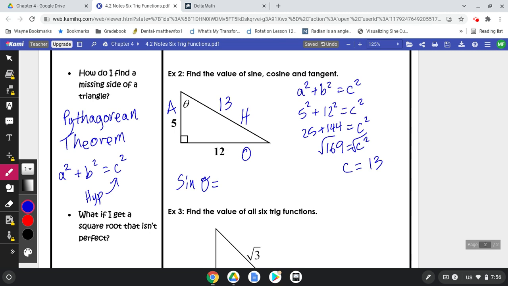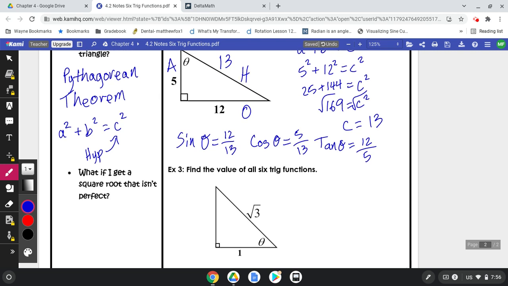So if that side is 13, now we can go ahead and finish. The sine of theta is 12 over 13. The cosine of theta will be 5 over 13. And then the tangent of theta is going to be 12 over 5. TOA, so O over A. Now we could have done that one without solving. This one we already had enough information. And that's not that bad.